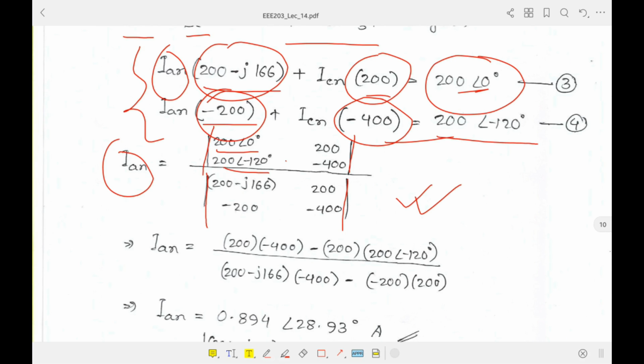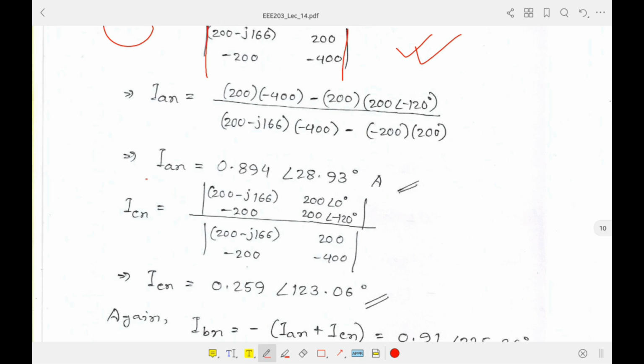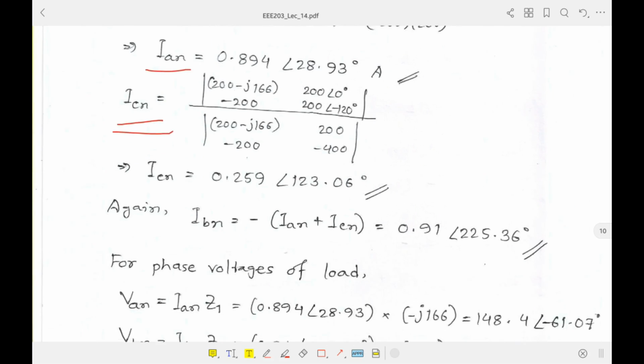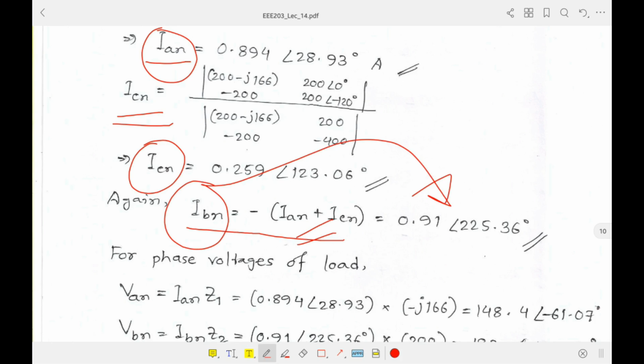Using Cramer's rule, we can determine the unknown quantities, that is IAN, and similarly we can determine ICN. And previously we established that IBN equal to minus IAN plus ICN. So if we determine the values of IAN and ICN, we can put those values in that equation, and we will get the value of IBN just like this. So all the phase currents have been calculated.